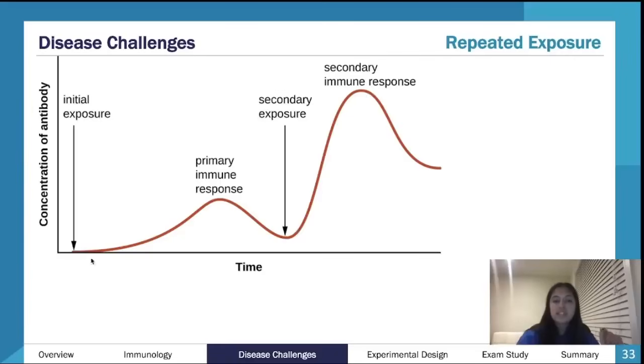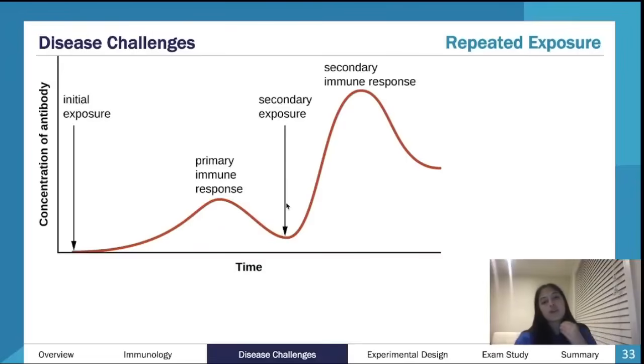And that's because, remember at your initial exposure, maybe you only had 1 or 2 cells that had this specific receptor to this chickenpox antigen. But now I've got a bunch of memory cells hanging around after this vaccination or after this exposure. So now I've got heaps of cells that are specific to this.